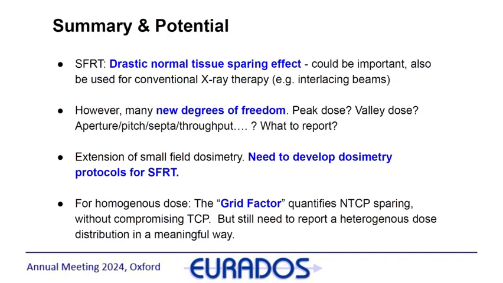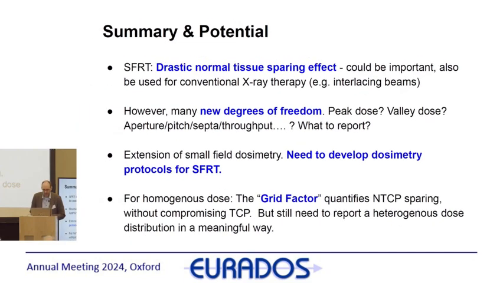Summary, just what I said. Especially fractionated therapy has drastic normal tissue sparing effects, which could be very important, and it's not only limited to proton therapy, which I just showed you. I think it could also be a big new important thing for conventional X-ray radiotherapy. However, we introduce an enormous number of degrees of freedom: peak dose, valley dose. What separations do you use?